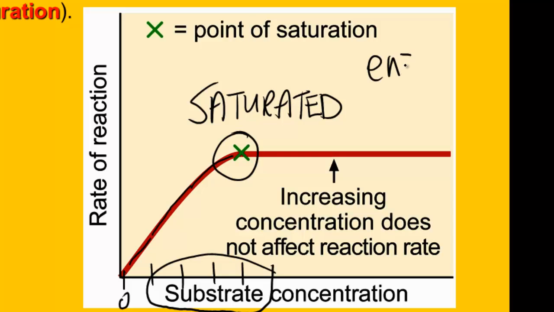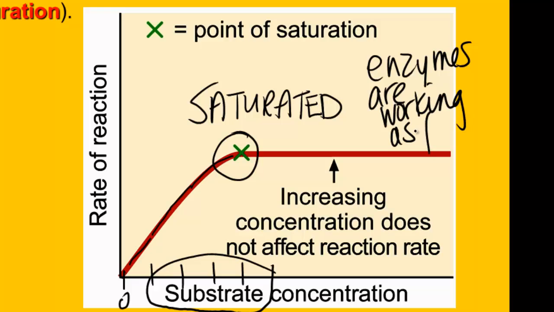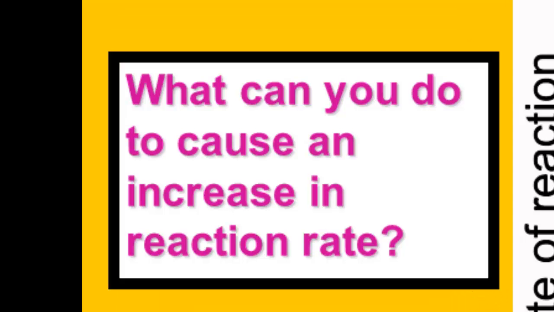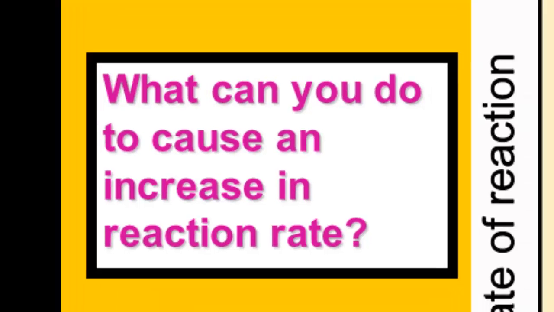And what does that mean? That means the enzymes are working as fast as possible. They're changing as many substrates into products as they can, and they can't work any faster. So even though you keep adding more and more substrate, you won't be getting any product any faster than you're getting it already, because the enzymes are already going as fast as they can. So what could you do to increase that reaction rate?